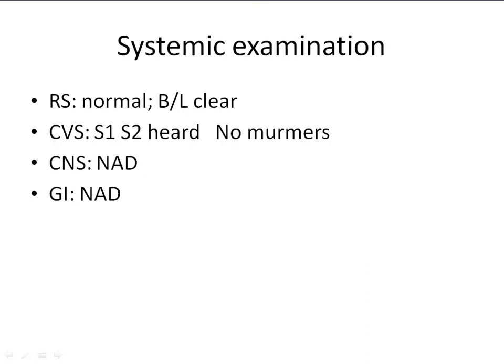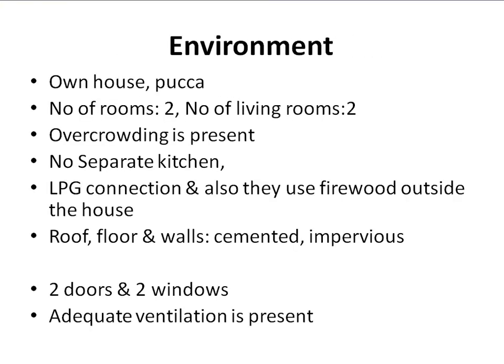So coming to systemic examination, the respiratory system is normal, lungs are bilaterally clear, no added sounds. CVS is normal, no murmurs are heard, CNS is normal, and GI system is also normal. Everything is fine. So coming to the particulars which are compulsory to be noted, the environment.